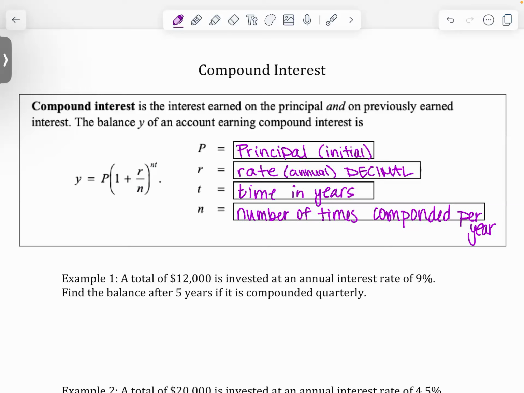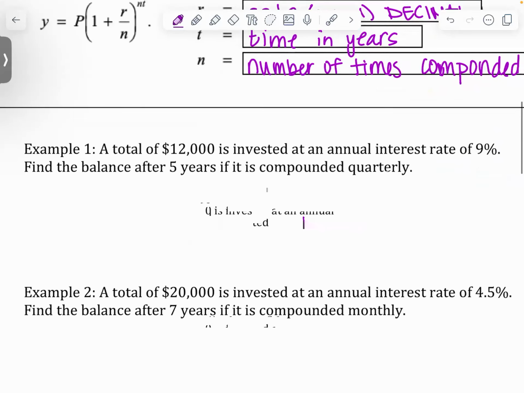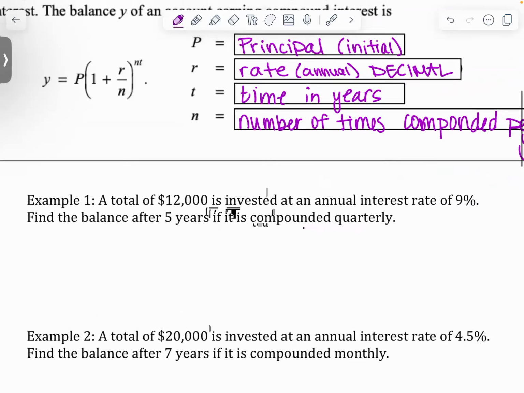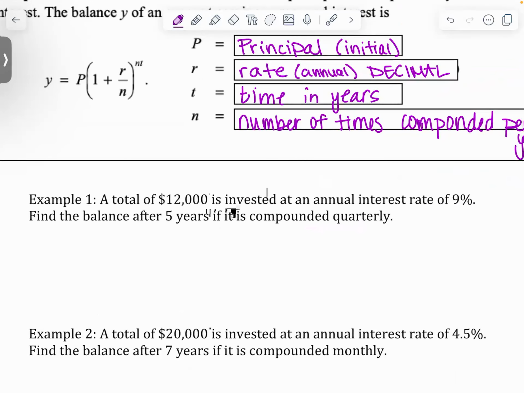How many quarters are in a dollar? Oh, I'm sorry, I was thinking a quarter of a year. Yes, there's 4 quarters in a whole. So what we need to do is identify these things and then calculate what we need to calculate. So read through example 1.